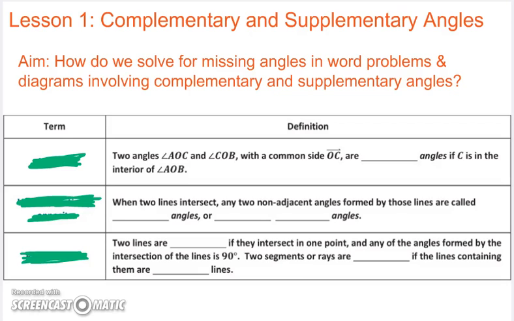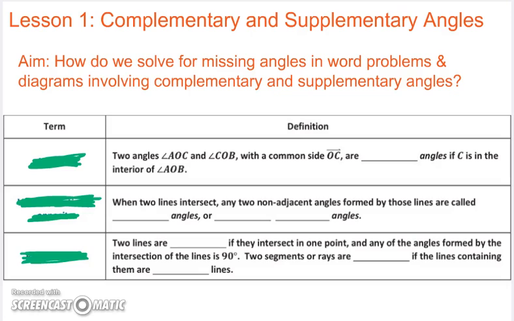I hope they do. So our first definition here, I'm going to read it to you first. I want to give you a couple seconds to think about it. Try to think of what the word might be. Two angles, angle AOC and angle COB, with a common side of OC are blank angles if C is in the interior of angle AOB.